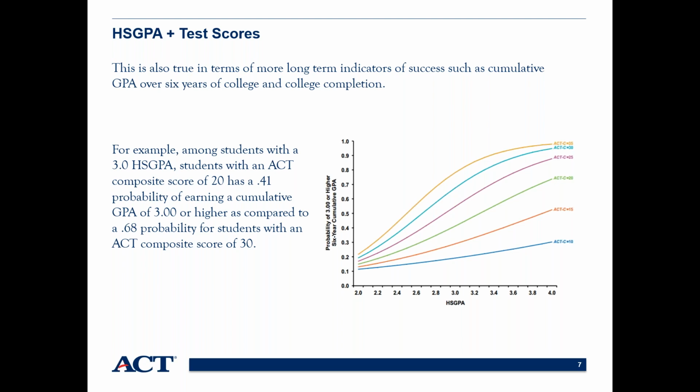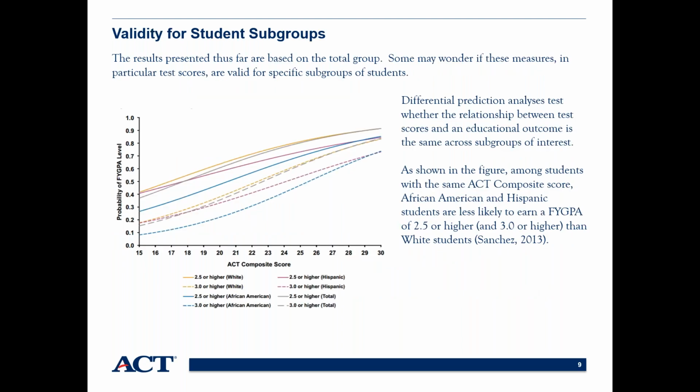Though prediction error still exists in this type of analysis, they offer a new and visually clear way to see how high school GPA and ACT scores, when they're combined, are much better at predicting success than when either measure is regarded on its own. And this holds true for long-term academic outcomes as well.